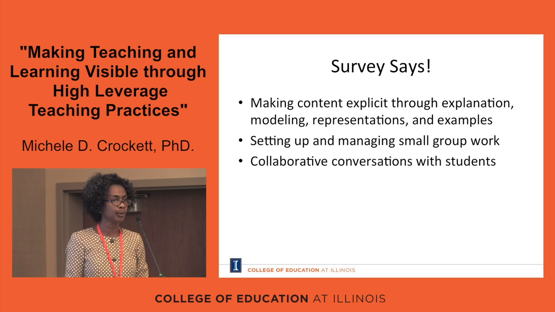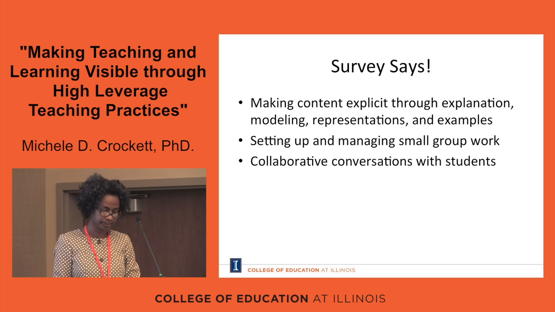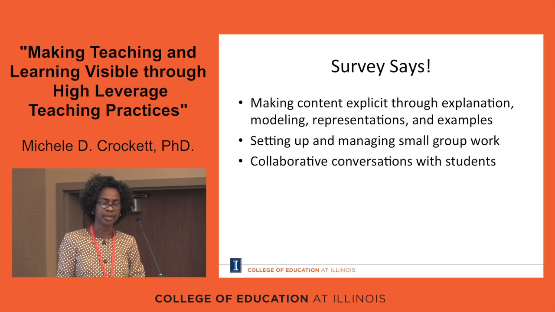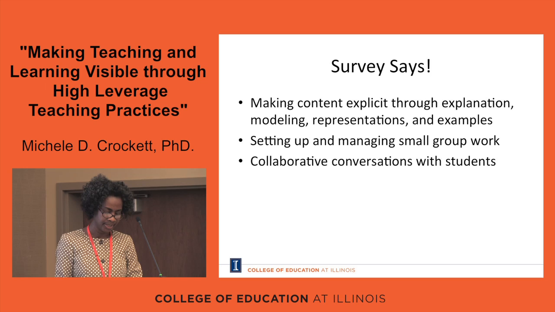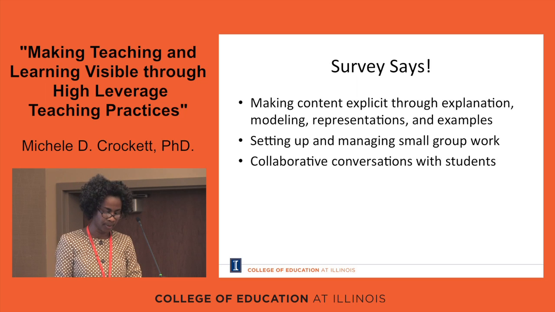Many of you in this room participated in a survey with these 19 practices on there. And you were asked to rank the practices that you were interested in order of preference. And this is what you came up with, as you know: making content explicit through explanation, modeling, representations and examples, setting up and managing small group work, and collaborative conversations with students. So we built this year's Chancellor's Academy around these practices.